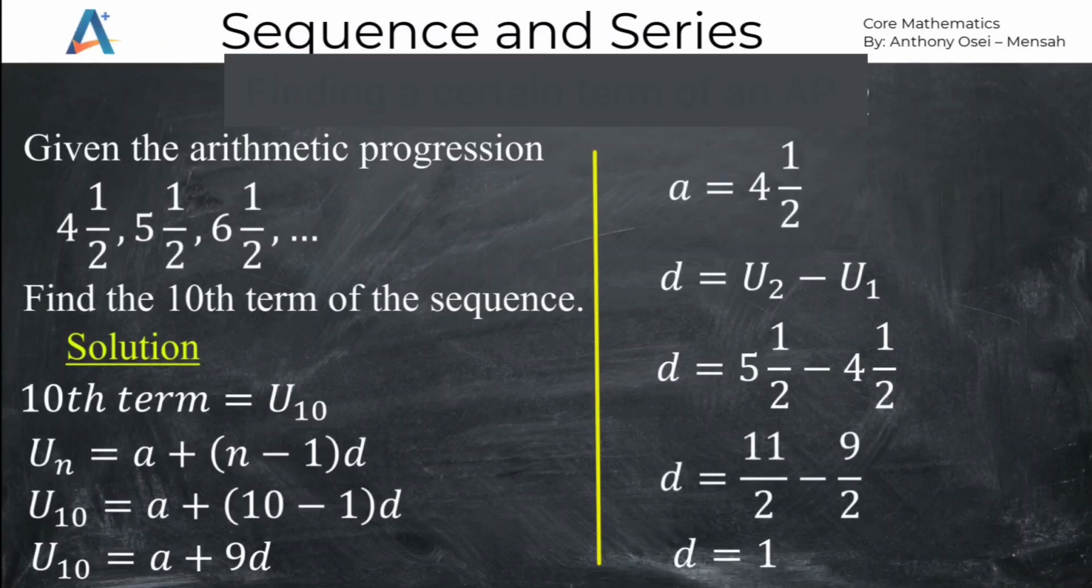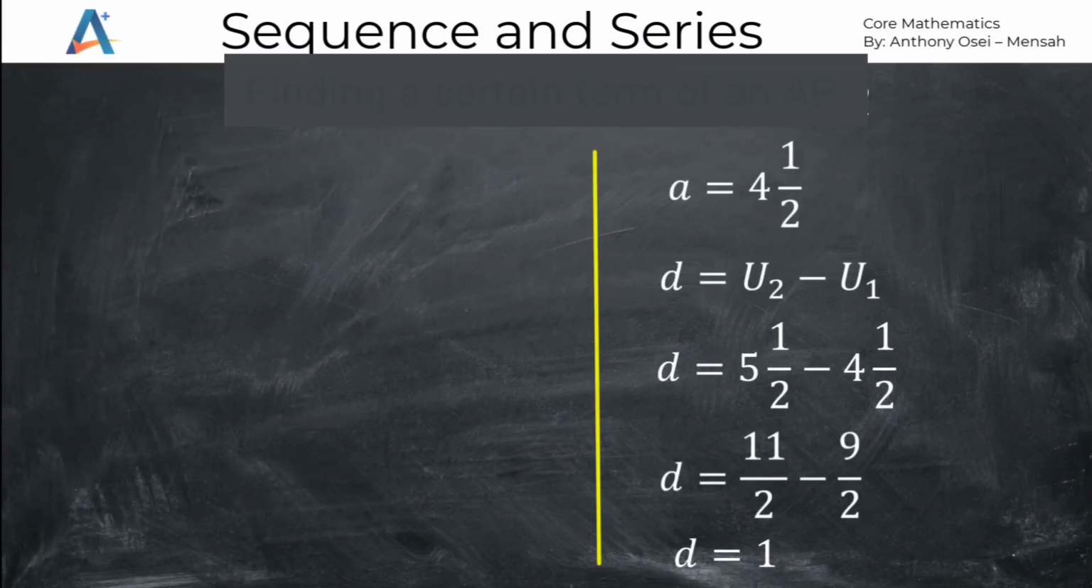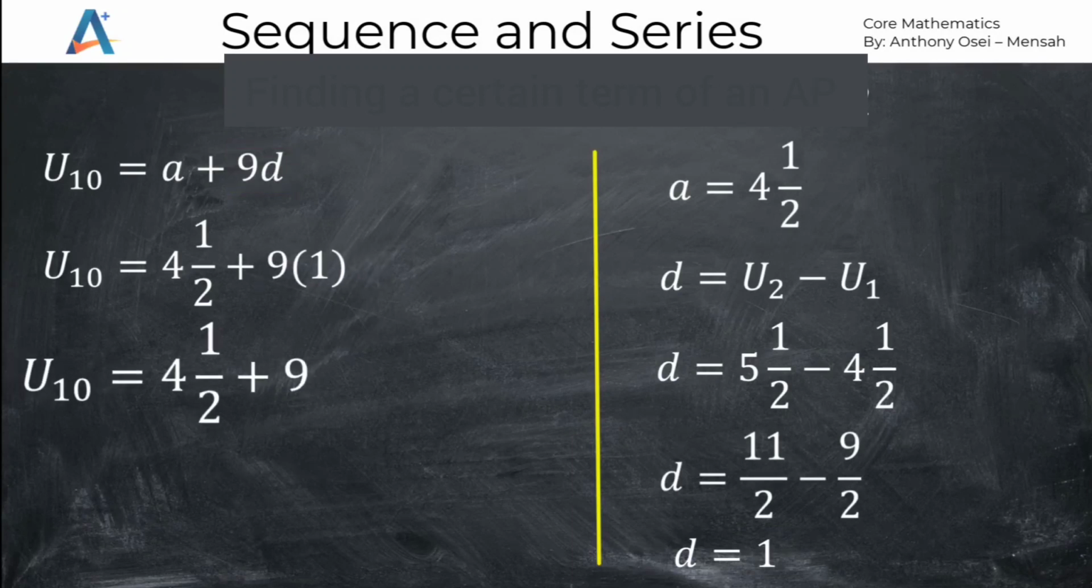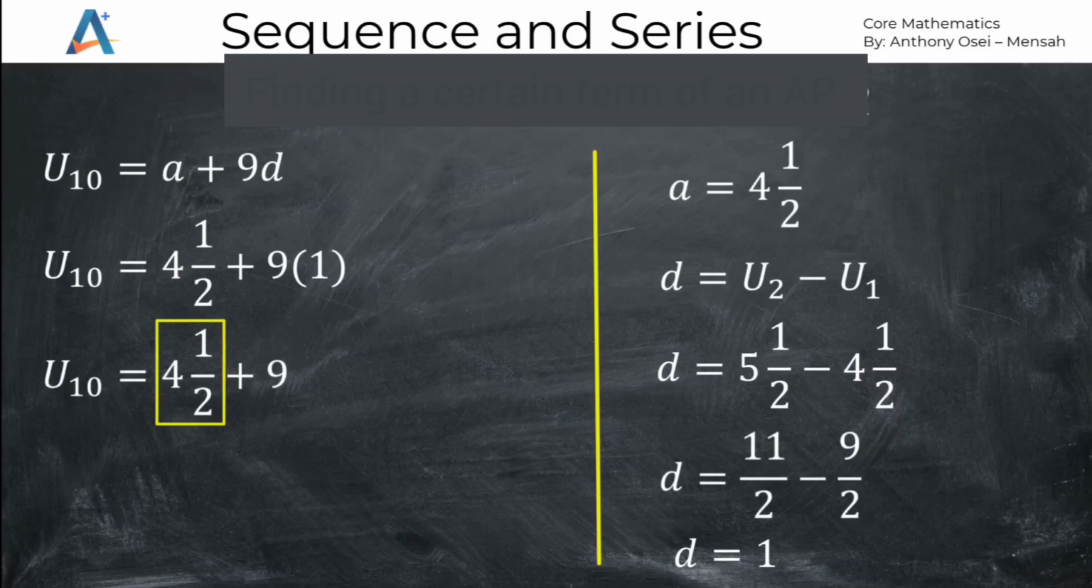So let's do the substitution. Now U10 has a formula of a plus 9d. So U10 is equal to our a, which is 4 1/2, plus 9 times d, and d is 1, so 9 times 1. Now it becomes U10 is equal to 4 1/2 plus 9. Let's convert this into an improper fraction, making U10 is equal to 2 times 4 is 8 plus 1, so 9 over 2 plus 9.